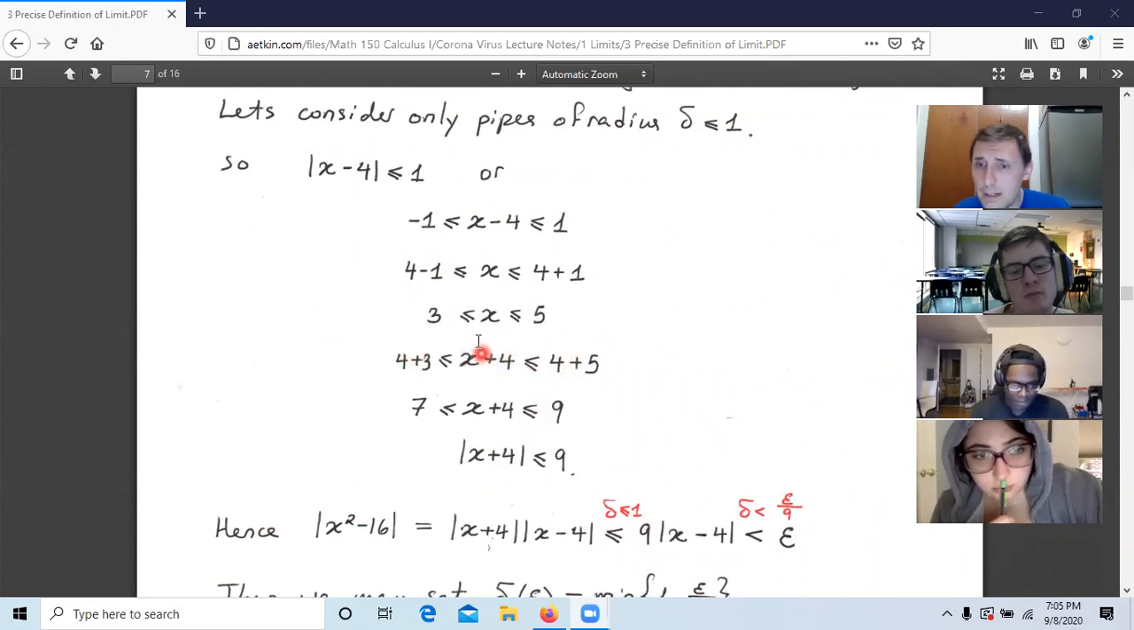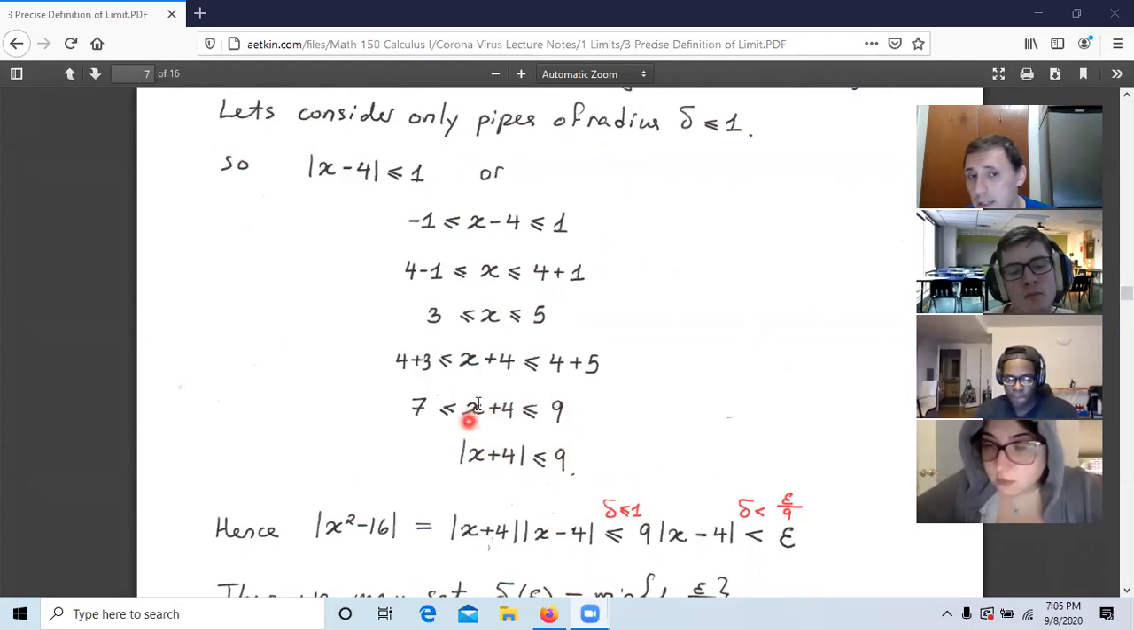Make sense? What I'm saying is this: if x is very close to 4, if x is within 1 unit from 4, then x plus 4 is between 7 and 9, which means the absolute value of x plus 4 is definitely smaller than 9. You see, x plus 4 is a positive number, so in absolute value it's positive, and it's between 7 and 9. So I can see that x plus 4 is always smaller than or equal to 9. Are you with me?